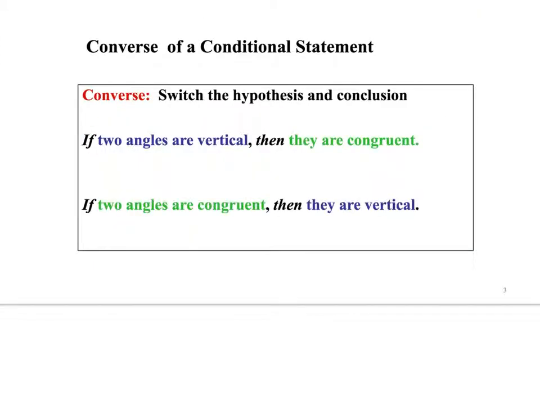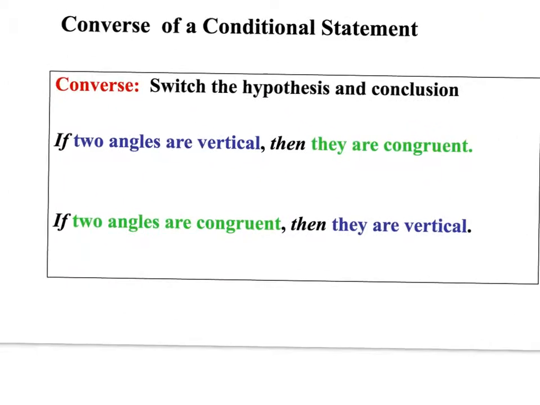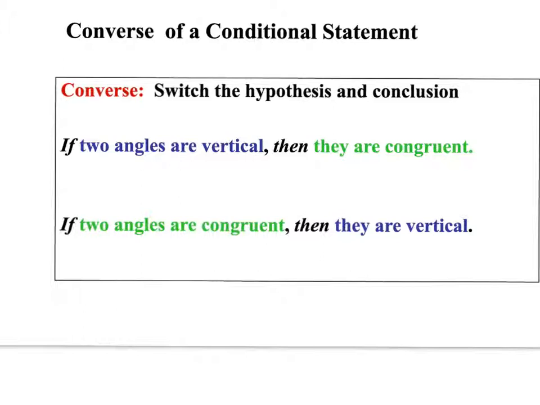All right, let me make this a little bigger for you. The converse of a conditional statement is what you do when you switch the hypothesis and the conclusion. So you have to switch them. The conclusion is going to go first and the hypothesis is going to go second. So let's say this is our conditional statement: if two angles are vertical, then they are congruent.